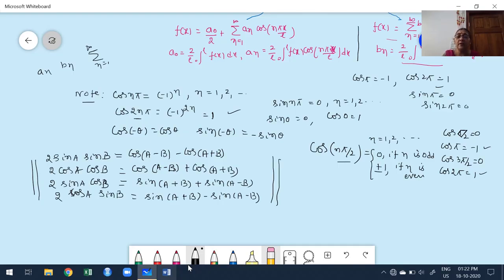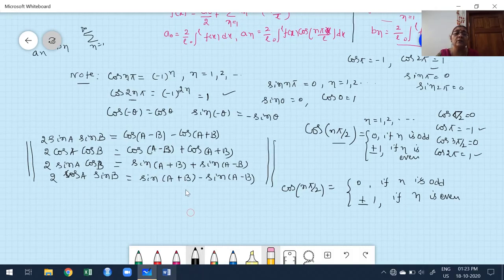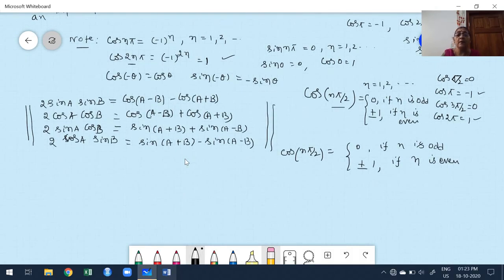Therefore, please try to understand that if you want to write cos of n pi by 2 once again clearly, its value is 0 if n is odd, plus or minus 1 if n is even. Similarly, sin of n pi by 2. Most students make a mistake writing sin of n pi by 2; they write the value is 1. You can't write that the value is 1.